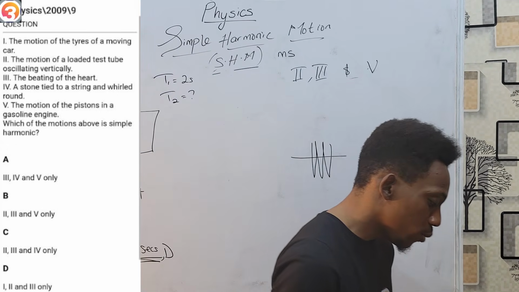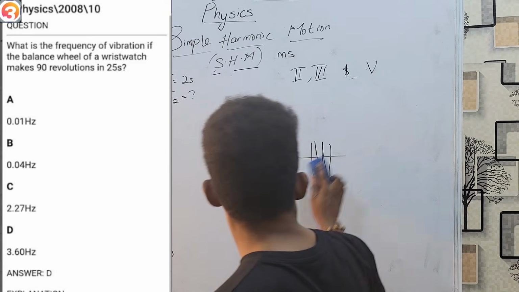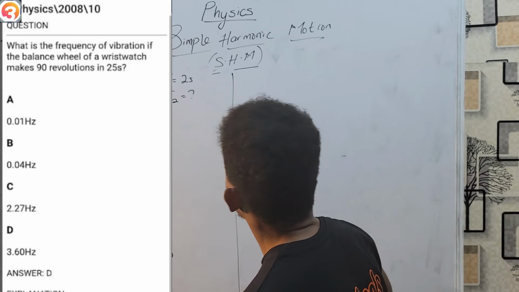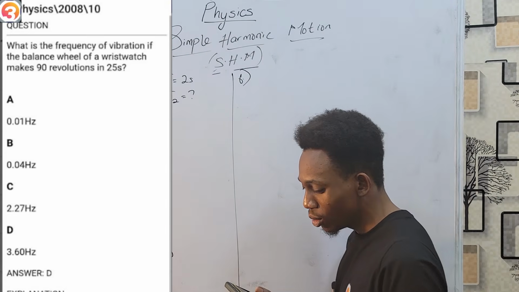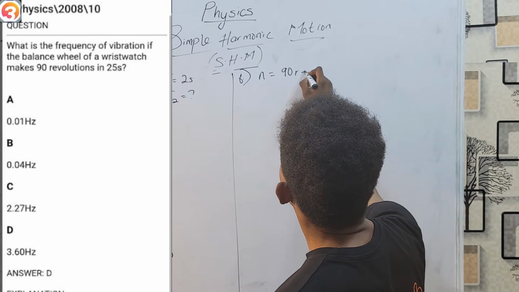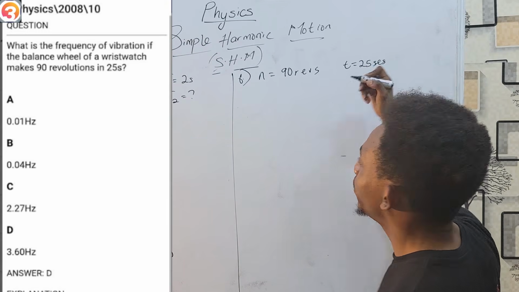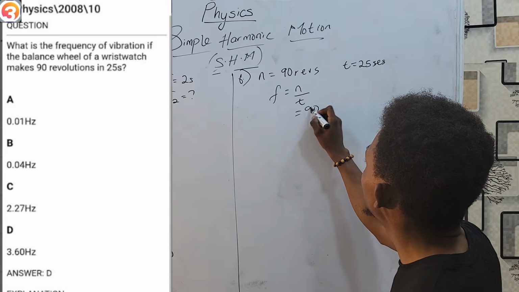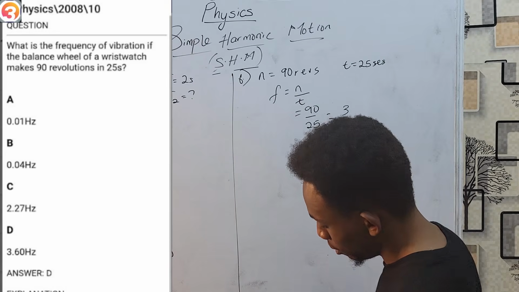See? So move on. 2008 question 10. And for this one, there is a bit of calculation. So 2008 question 10 as our 6th solving example. What is the frequency of vibration if the balance wheel of a wristwatch makes 90 revolutions in 25 seconds? This is very easy. Frequency is number of revolutions over time. So simply 90 divided by 25.